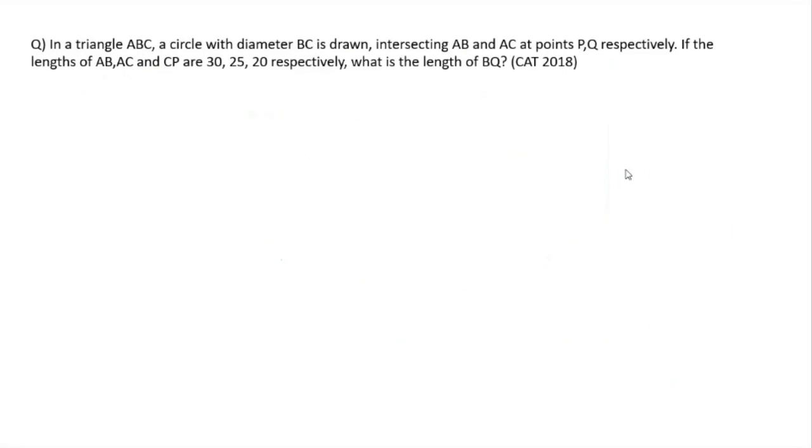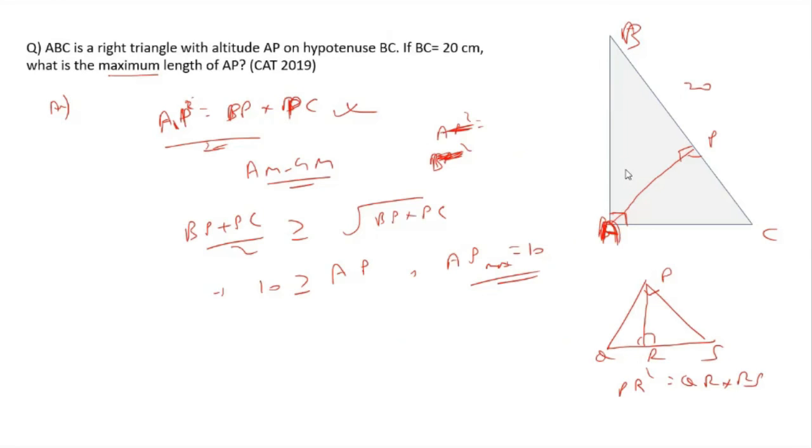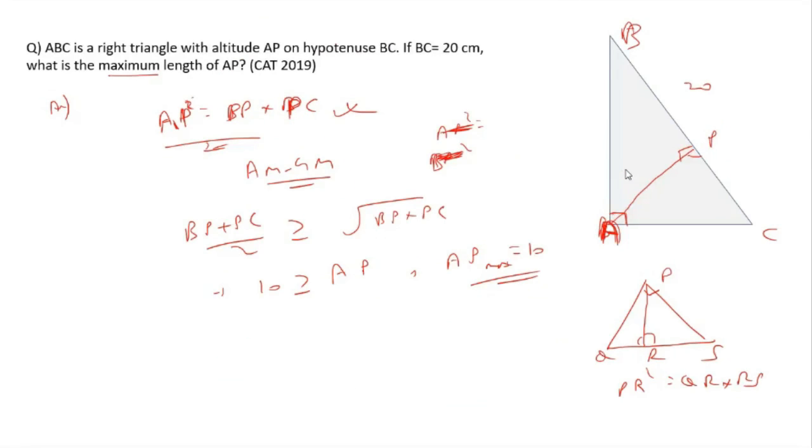Triangle ABC, circle with diameter BC is drawn. And again, the purpose of this question is to show you what level of conceptual clarity or fundamental base CAT is expecting you to have. All of you must be knowing the concepts, obviously, but in general, this is the way to apply it in an exam type of scenario or in a mock setup.